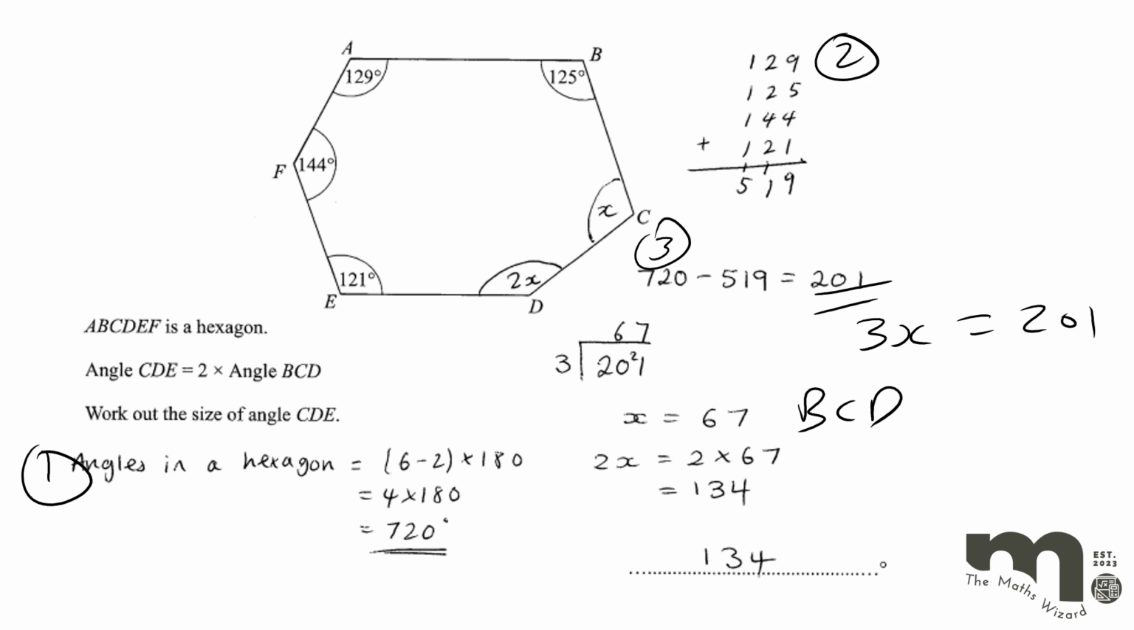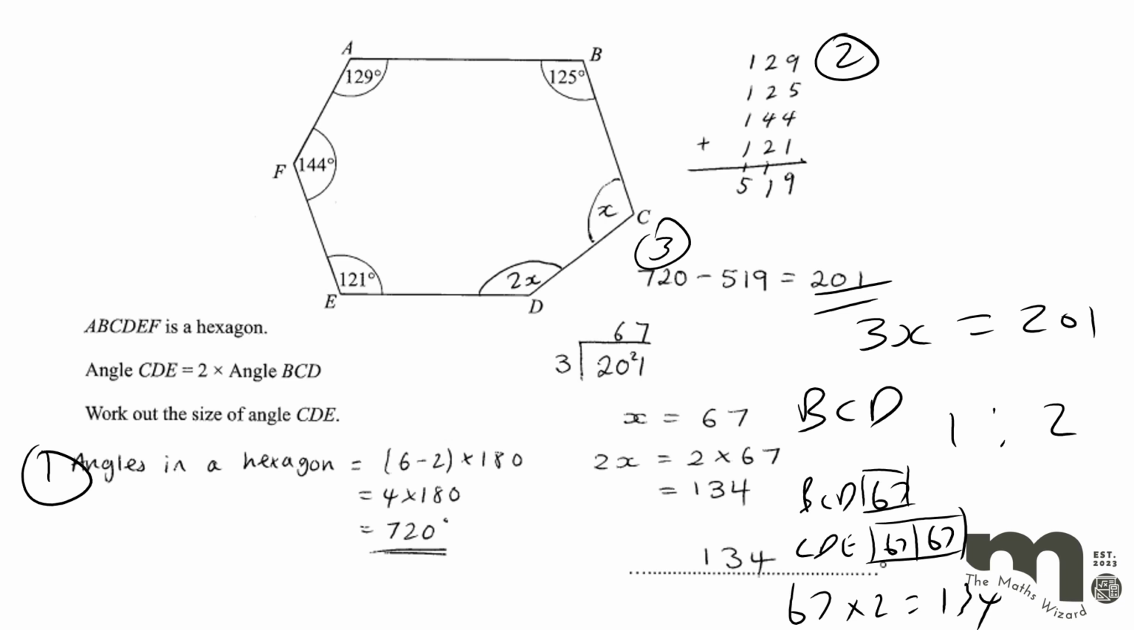You can do it as ratio. If you look at this as ratio as well, you can write it in a ratio of 1 to 2 if you want, so you can use your bar modeling. So that would be BCD for 1 bar, and then you've got CDE for your other bar there. So you'd still get 67 for each of your parts, and you'd be able to do 67 times 2 again to get your 134 there. So you can use bar modeling to help you on these as well.